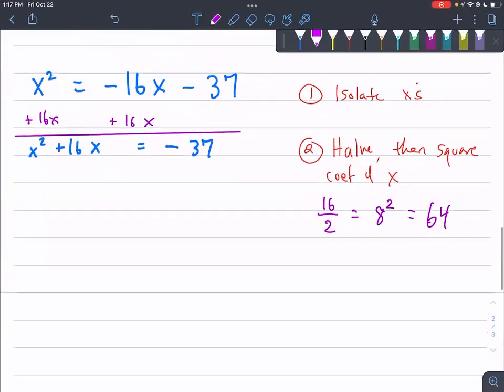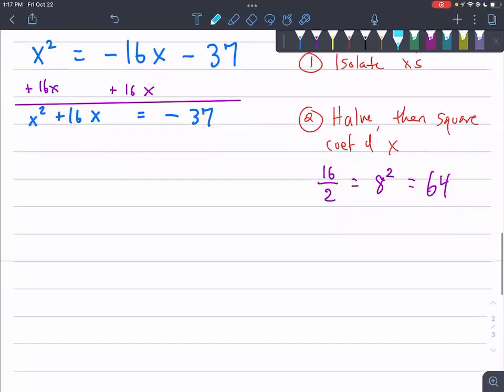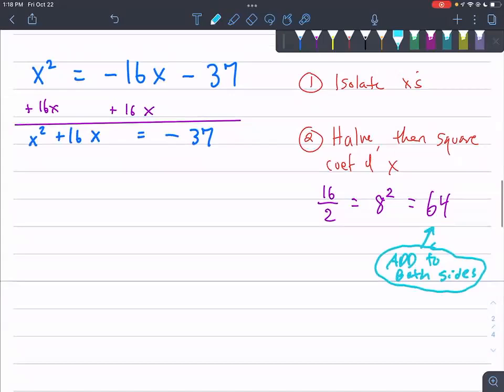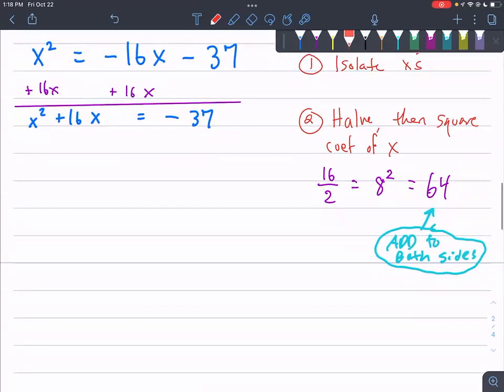So on the last section, we'd stop there. 64 was our answer. But when we're completing the square, 64 is what we're going to add to both sides. Not coefficient of 4x, that's just coefficient of x. Sorry, my handwriting's not the most legible. But the 64, we're going to add that to both sides.